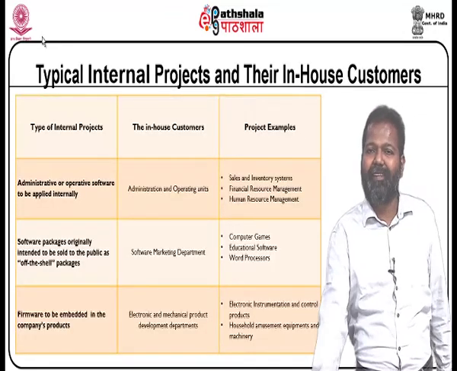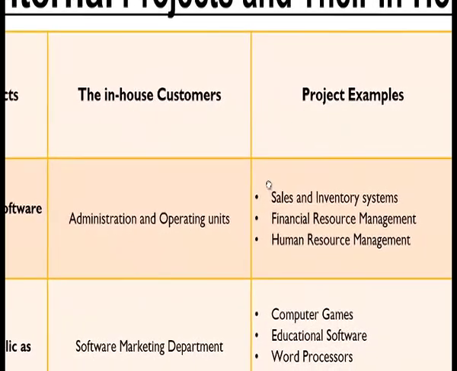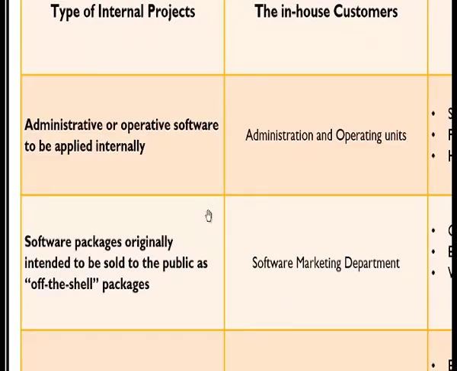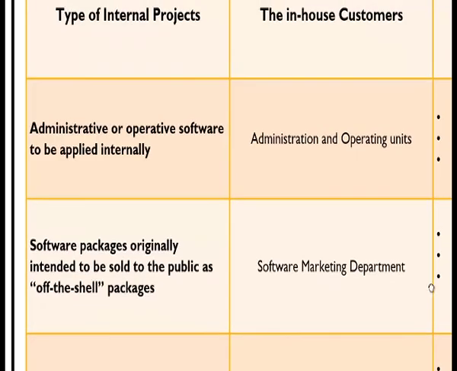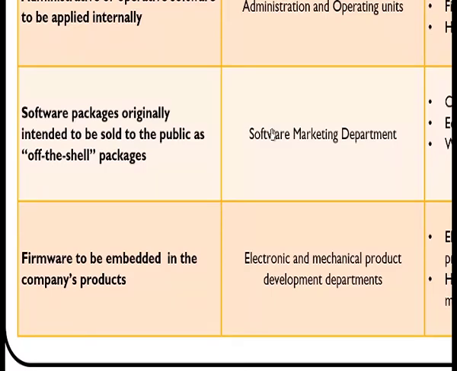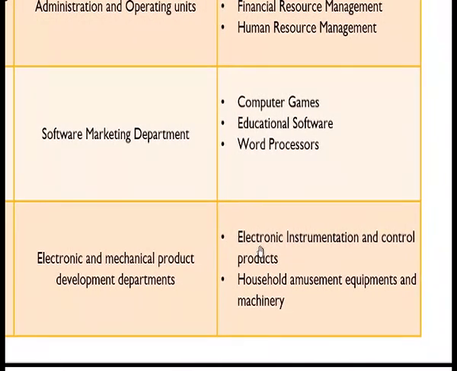Now, typical internal projects and their in-house customers. Types of internal projects: administrative or operative software to be applied internally; the in-house customers, administration and operating units. Project examples: sales and inventory systems, financial resource management, human resource management. Software packages originally intended to be sold to the public as off-the-shelf packages; the in-house customers: software marketing department. Project examples: computer games, educational software, word processors. Firmware to be embedded in the company's products; the in-house customers: electronic and mechanical product development departments. Project examples: electronic instrumentation and control products, household amusement equipment and machinery.